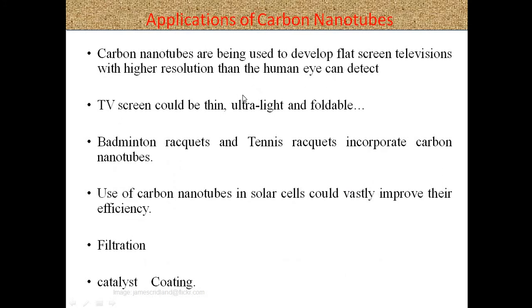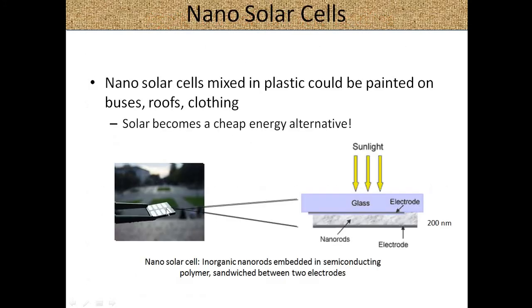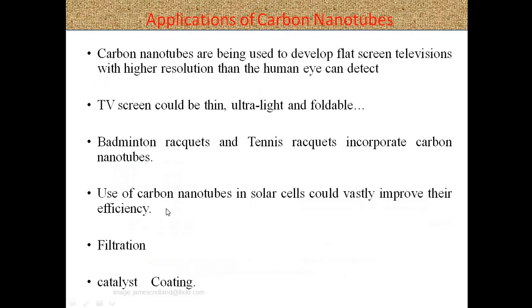So carbon nanotube can be used in solar cells also. Don't worry, you don't need to go into detail about how the solar cell works. Carbon nanotube is also generally used for the development of flat-screen televisions. You can see now there are LED and LCD TVs. In this television, the flat screen can be prepared with very high resolution, higher than the human eye can detect. The TV screen would be very thin, ultralight and foldable due to the use of carbon nanotube. That means you can fold your TV and keep it somewhere. It is very thin and very lightweight.